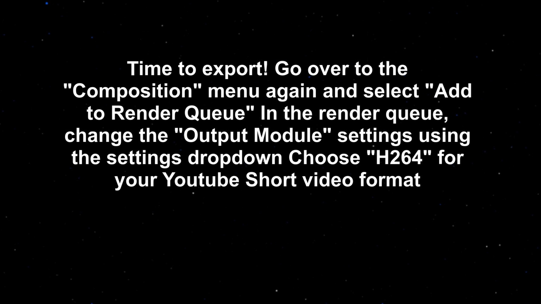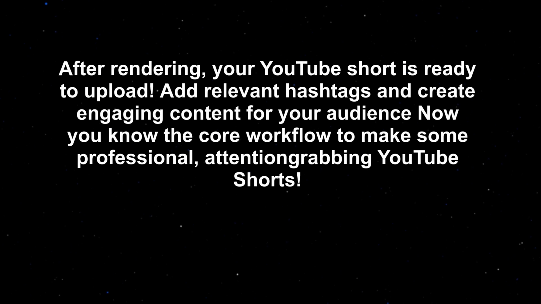Time to export. Go over to the Composition menu again and select Add to Render Queue. In the Render Queue, change the output module settings. Using the settings drop-down, choose H.264 for your YouTube short video format. After rendering, your YouTube short is ready to upload.